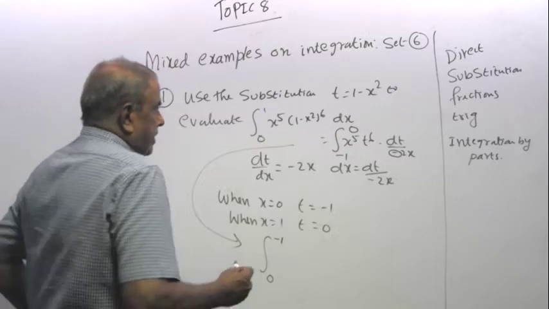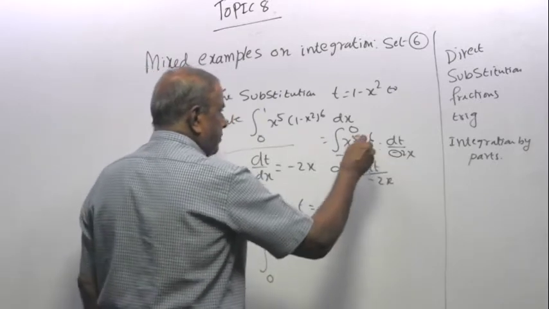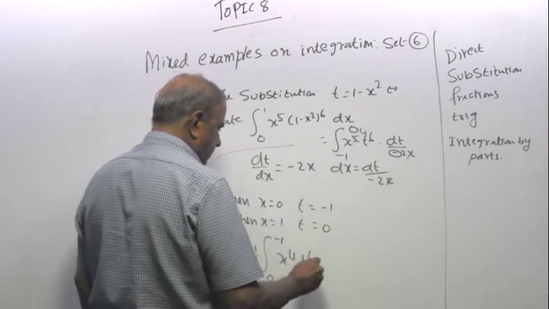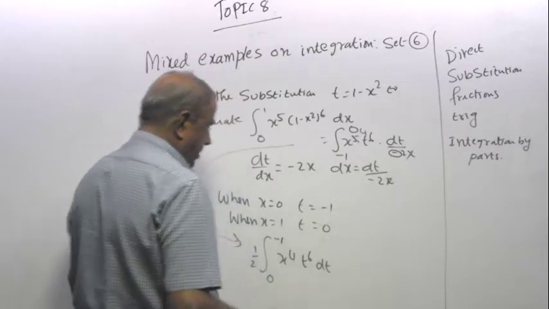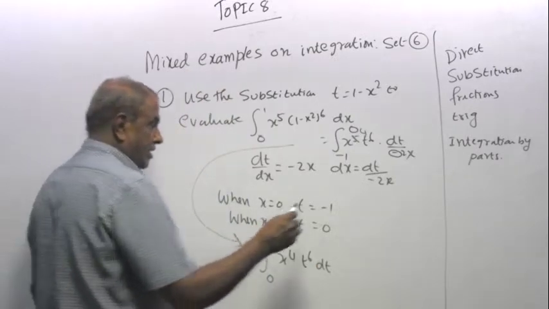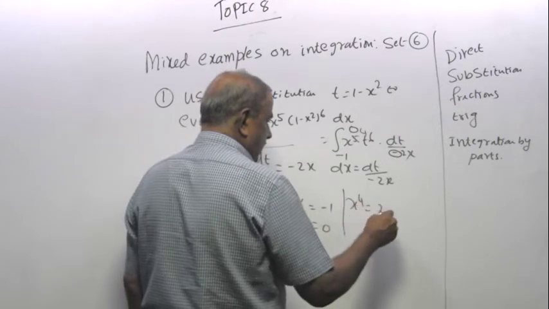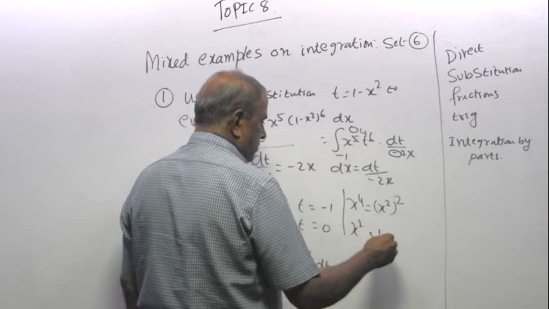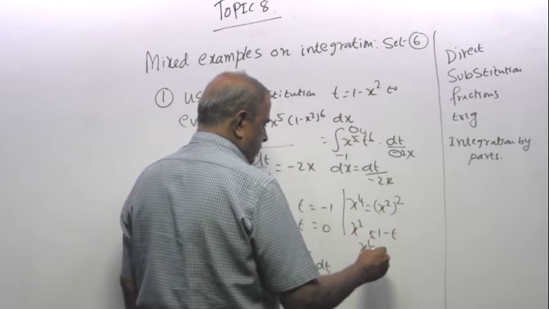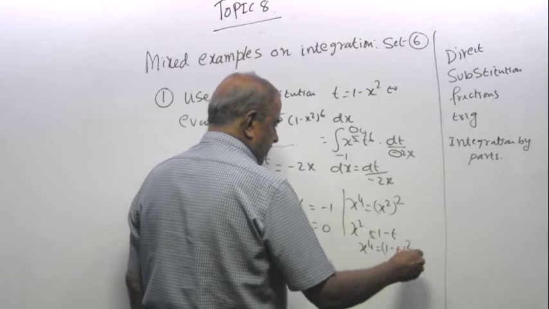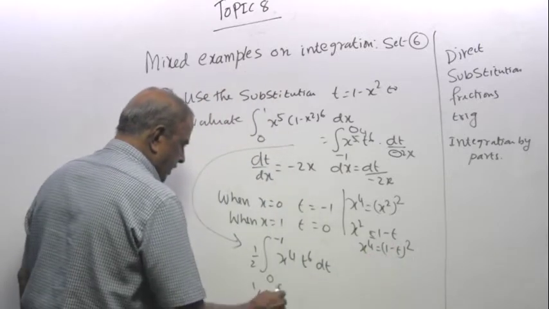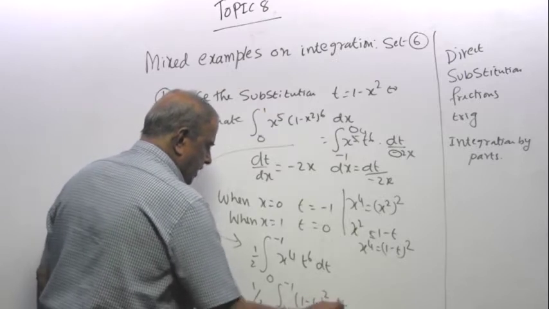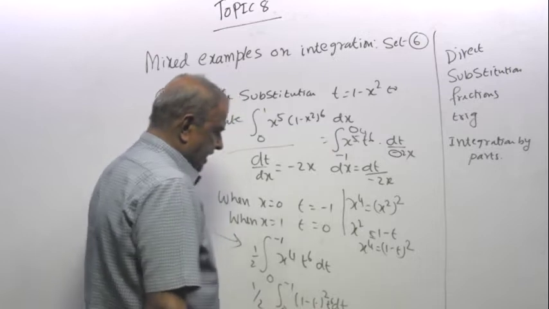x power 5 becomes x power 4, with a half, t power 6 dt. x power 4 is x squared, the whole squared. x squared is 1 minus t. So x power 4 is (1 minus t) the whole squared. So it's half the integral from 0 to minus 1 of (1 minus t) the whole squared times t power 6 dt.